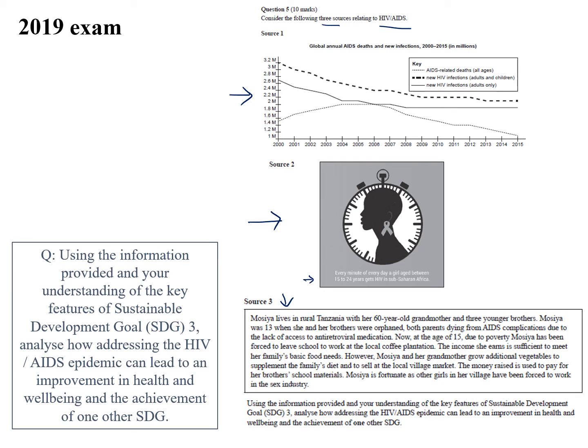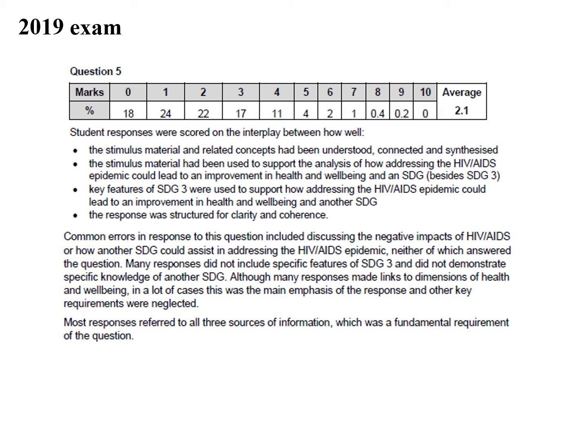The question itself is, using the information provided and your understanding of the key features of SDG 3, analyse how addressing the HIV/AIDS epidemic can lead to an improvement in health and wellbeing and the achievement of one other SDG. Okay, lots of words in there, lots of things that they're asking you to do. Again, I'll come back to this at the end. This question was out of 10 marks. So the 2018 was 8 marks, 2019 was 10 marks, average 2.1 out of 10.